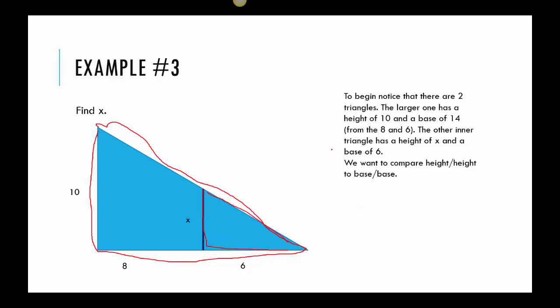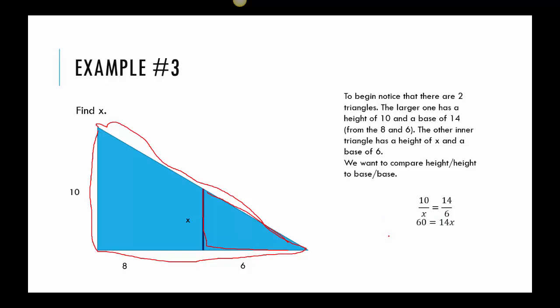So I have one that has a height of 10. Its base would be 8 and 6, which is 14. And then the smaller one is x with a base of 6. So once again, I want to compare height to height, base to base. So my height 10 to my height x that I'm looking for, and then my base of 14 to the little base of 6.